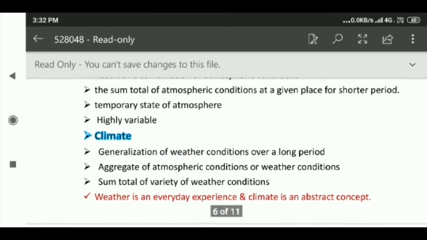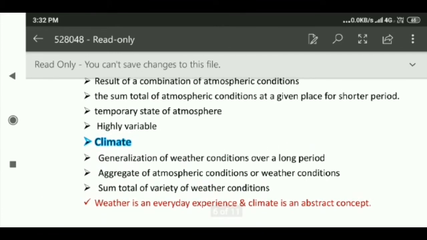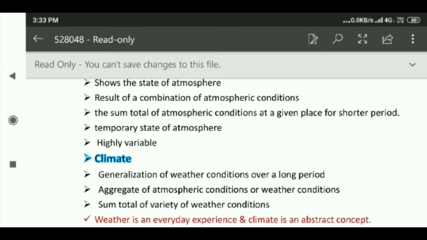So, climate denotes the aggregate atmospheric conditions or aggregate weather conditions including temperature, pressure, wind and moisture over a long period of time. It is the sum total of a variety of weather conditions. It does not only show average values of these elements but also shows departures from their average values, or it involves departure from averages, variables, extremities, and probabilities of frequencies of weather conditions.